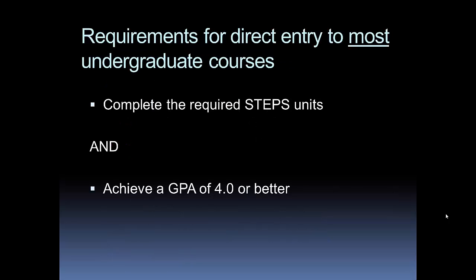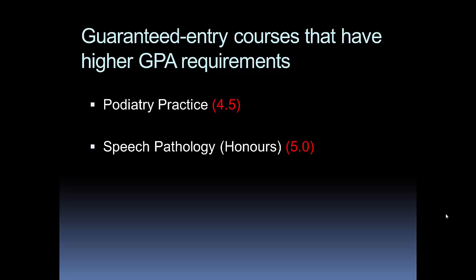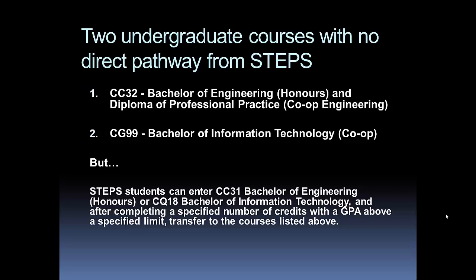So the requirements for direct entry to most undergraduate courses is that you complete the required STEPS units and achieve a GPA of 4.0 or better. But there are a couple of guaranteed entry courses that have slightly higher GPA requirements, and they are Podiatry Practice, which currently has 4.5, and Speech Pathology Honours, which has a 5.0.